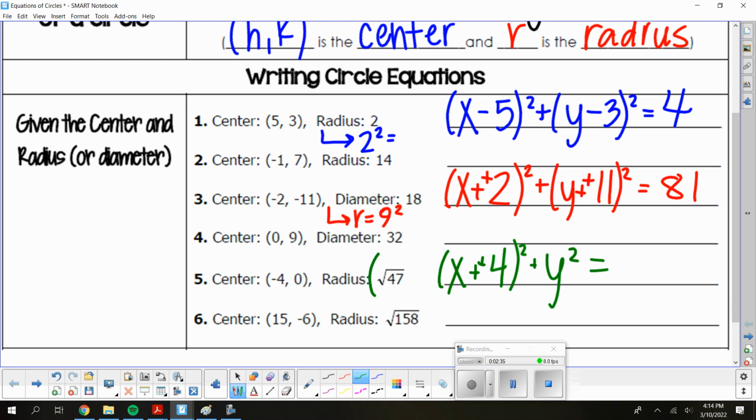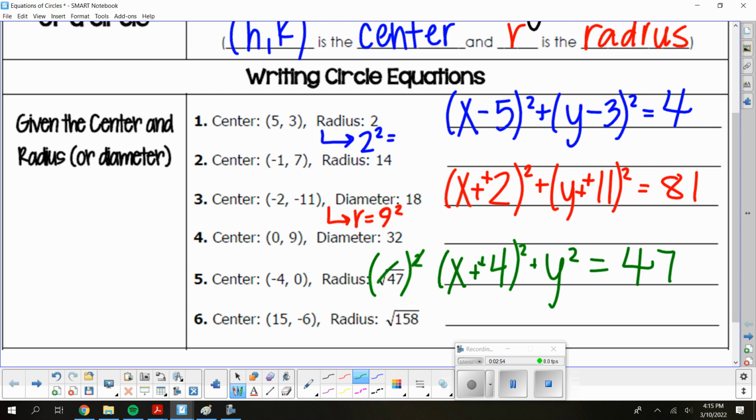So if I square a radical, what that actually does is that removes that square root casing. So think about how we did that with the Pythagorean theorem. We got rid of the radical when I squared it. So my radius squared is actually just the 47 that was under that radical.